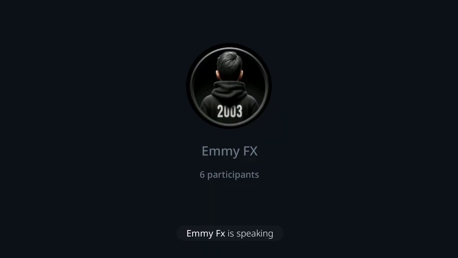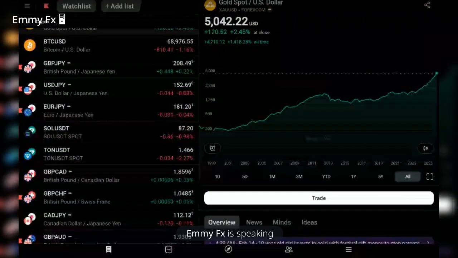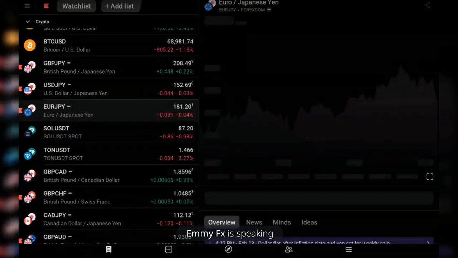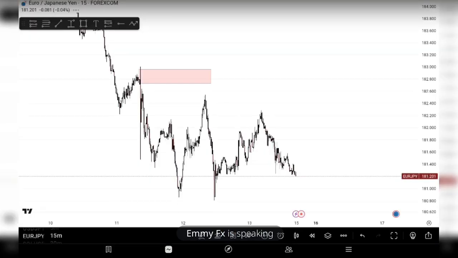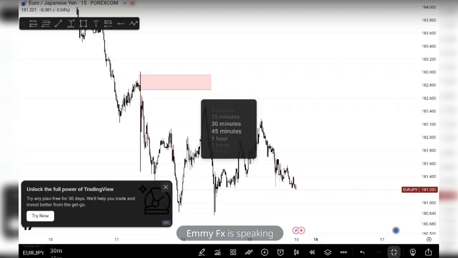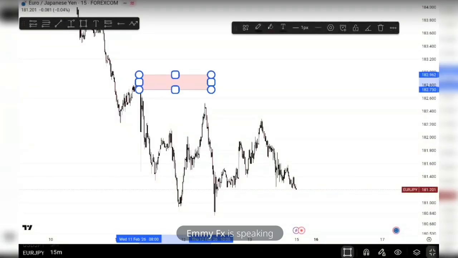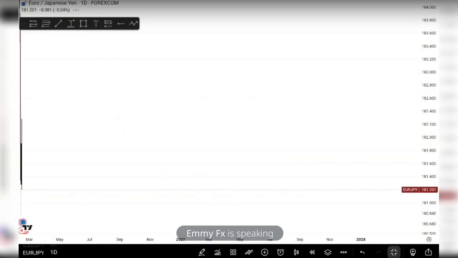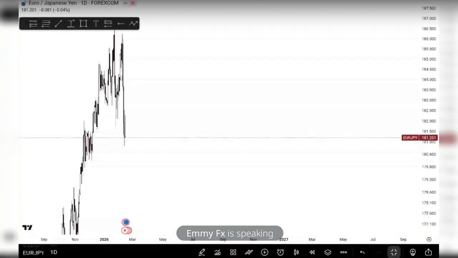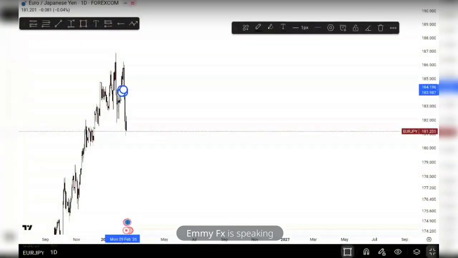Now, the next setup we are going to analyze, I think, is Euro JPY. So let's analyze Euro JPY. Let me move to the higher time frame bias, which is the daily time frame. Let's understand what the market is currently telling us, because it's very important for us to understand the direction from the higher time frame bias.